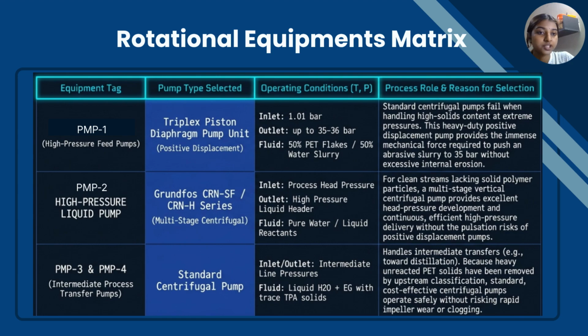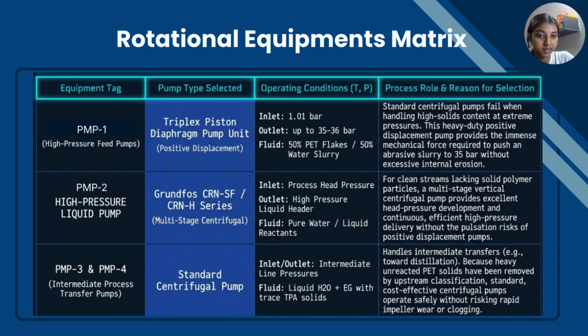This slide details our rotational equipment metrics across the key process areas. Pump 1 and 2 face completely different stream profiles, demanding entirely different mechanical setups. Pump 1 handles the aggressive 50% PET flake and water slurry moving from atmospheric pressure up to 36 bar. Standard centrifugal pumps fail rapidly here, so we utilize a triplex piston diaphragm pump to provide the immense mechanical force required without internal erosion. Pump 2, our high pressure liquid pump, handles pure water and liquid reactants. Since it is solid free, a vertical multi-stage centrifugal pump provides highly efficient head pressure without the pulsation risk of a displacement pump.